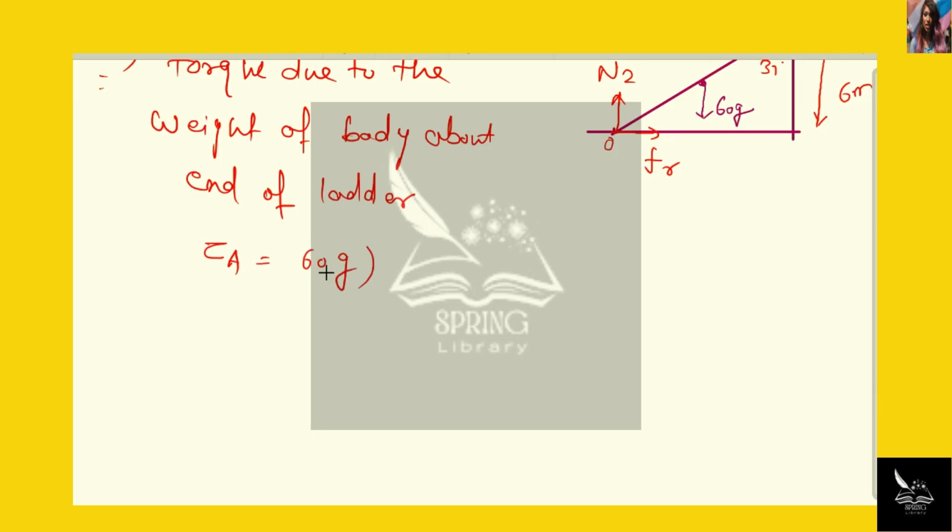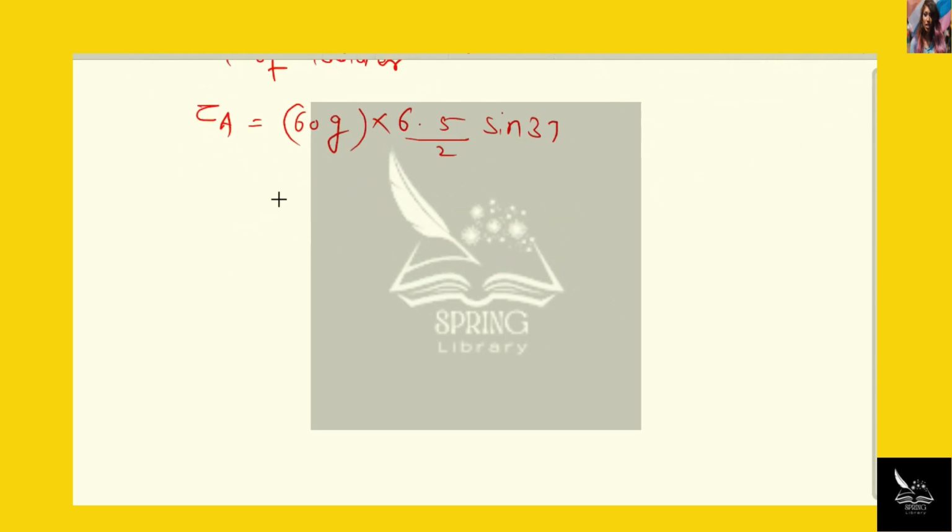So torque about A due to the weight is given by 60 g, that is force, into distance, and this distance can be written as 6.5 by 2 of sine 37. So after solving this we get the torque, that is 740 Newton meter. So this is the torque about the upper end of the ladder due to the weight of this man.